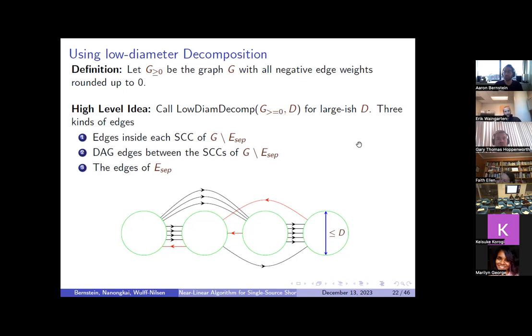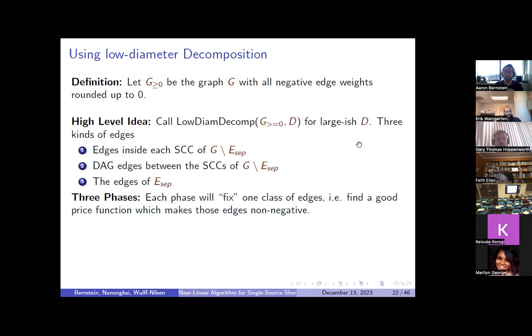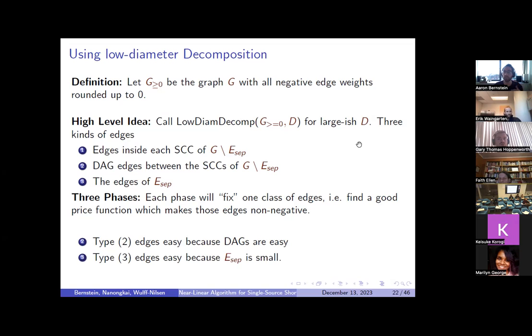And so the idea is we're just going to use different algorithmic techniques for these three kinds of edges. So we're going to have three phases, and each one is going to fix one of these types of edges. For type 2 edges, we're going to have an algorithm specifically for the DAG edges. And that's going to be easy because DAG edges are easy. For example, a lot of you probably remember that the negative weight shortest path problem in particular is easy to solve on a DAG. And so that's an indication that handling these DAG edges should be easy. Okay, the type 3 edges are going to be easy to handle intuitively because there's only a small number of them.